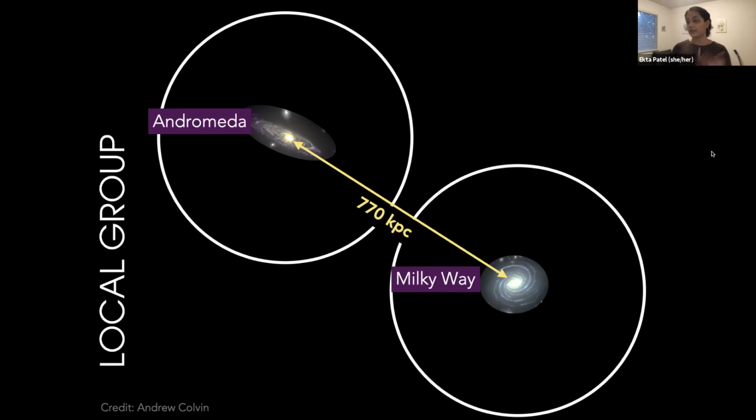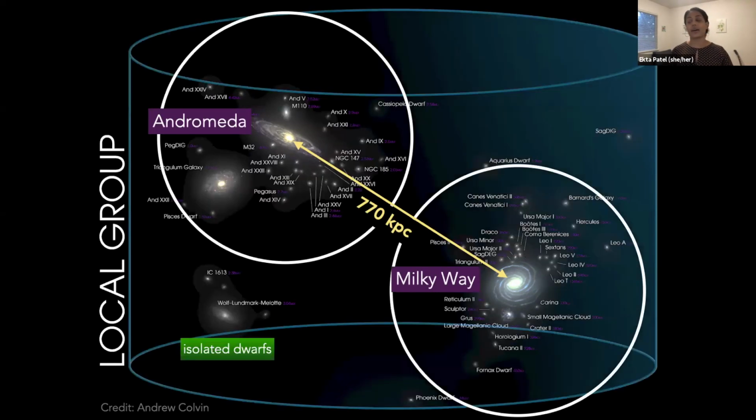In addition to these two main galaxies, we have the dozens of satellite galaxies that we know to be orbiting around both the Milky Way and Andromeda. And then finally, the third main contributor to the local group galaxies are these isolated dwarf galaxies that are in the outskirts of the local group. They don't necessarily show evidence for being gravitationally bound to either the Milky Way or Andromeda. So this is the landscape of what we know of as a local group today.